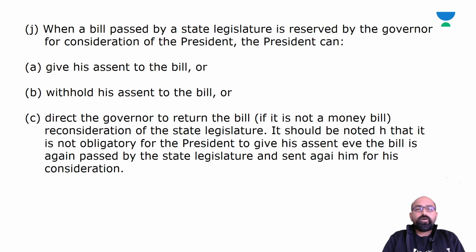Yes. Now, next, when a bill passed by a state legislature is reserved by the Governor for consideration of the President, the President can give assent.